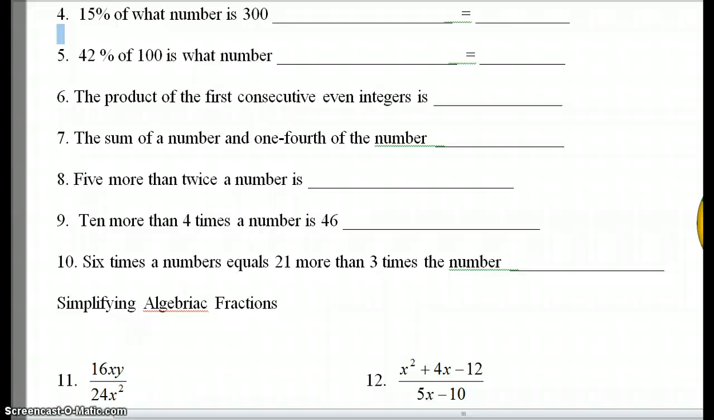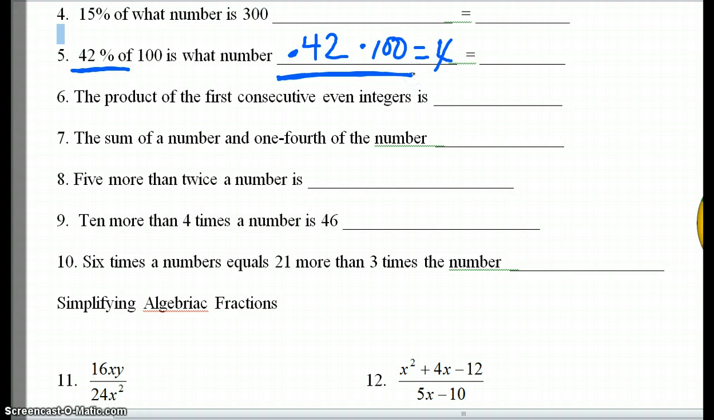Number 5 is 42%. Again, 42% is 0.42. Of means times. 100 is what number? So here, we don't have to solve for this. This just says multiply that out. So 0.42 times 100 is going to be 42. So practice translating English into math, and then once you do that, I think it will help you solve these word problems.